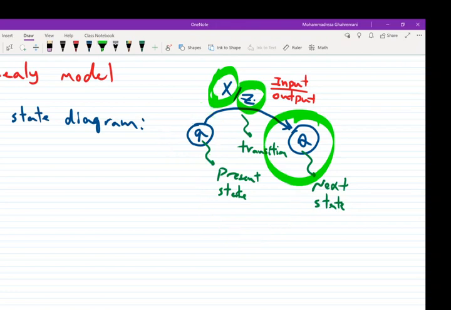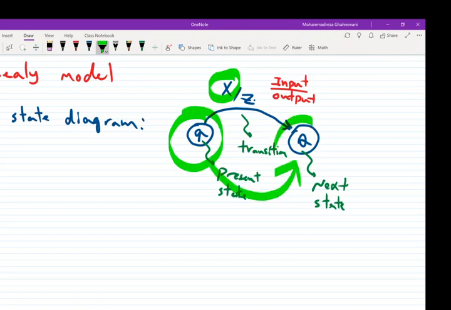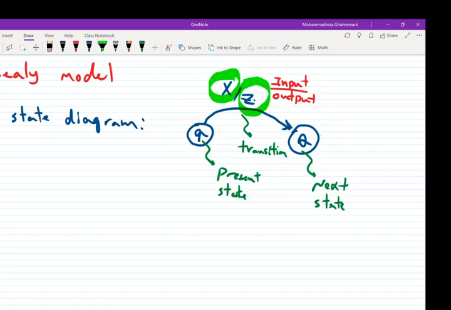So let's just repeat it one more time. How to read this diagram: if input X is applied to the present state, the system will be changed to the next state and the output will be Z. So it's the way we can read this diagram.